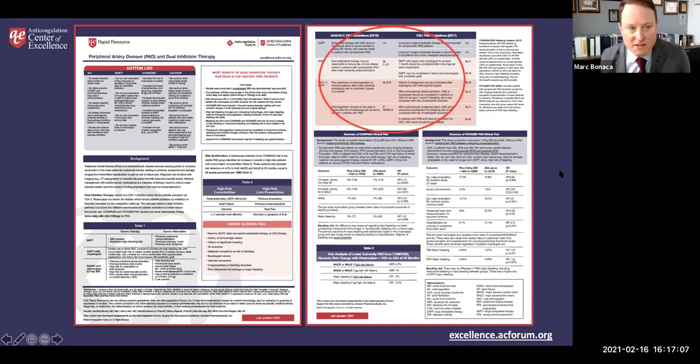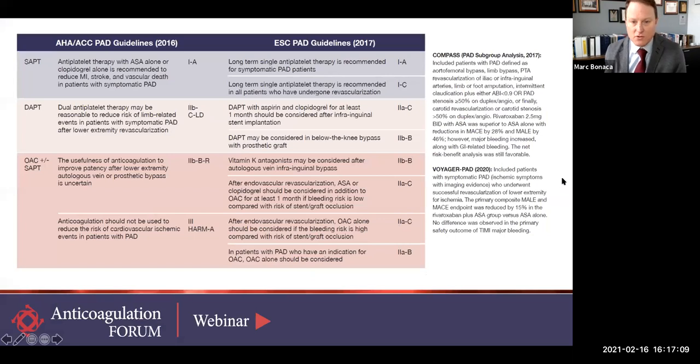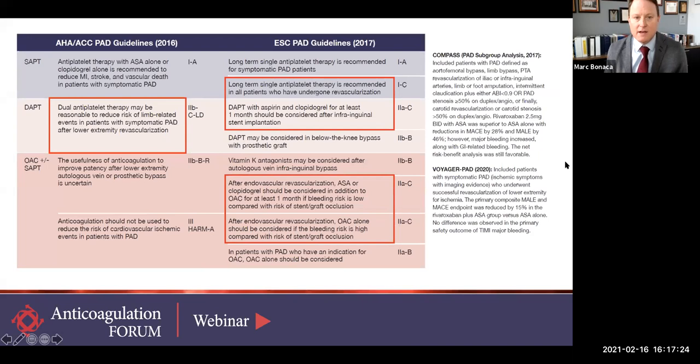So on the current slide, you can see the RAPID resource, and let's just zoom into what the guidelines would say about a patient like this. Here to orient you to the table, on the left, we have the AHA-ACC guidelines. On the right, the ESC guidelines. There's a lot of consistency here. And what you'll first note is that really the only class 1 guidelines are not in the post-procedural setting. They don't apply to this patient. They're really for antiplatelet monotherapy for secondary prevention of major adverse cardiovascular events, not limb events.